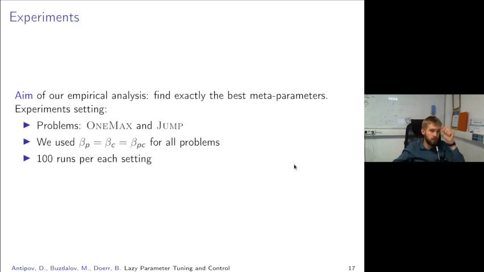So, we also performed some experiments to find the precise best values for the meta parameters of the algorithm, because all our theoretical results are just asymptotical. For this we considered OneMax and jump problems, and in all our experiments we set up the same beta P and beta C, not to deal with too many meta parameters. And we performed 100 runs for each parameter setting.